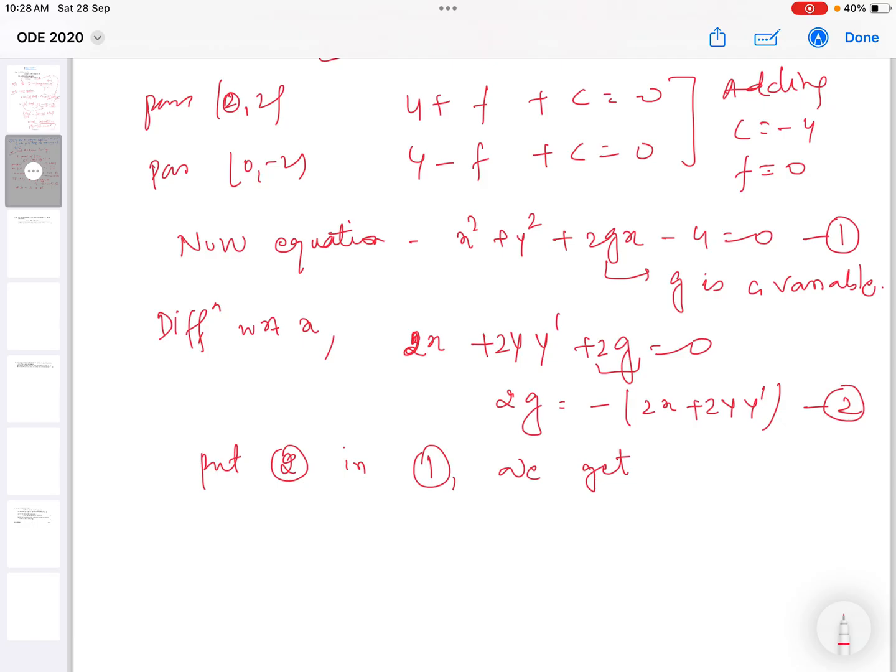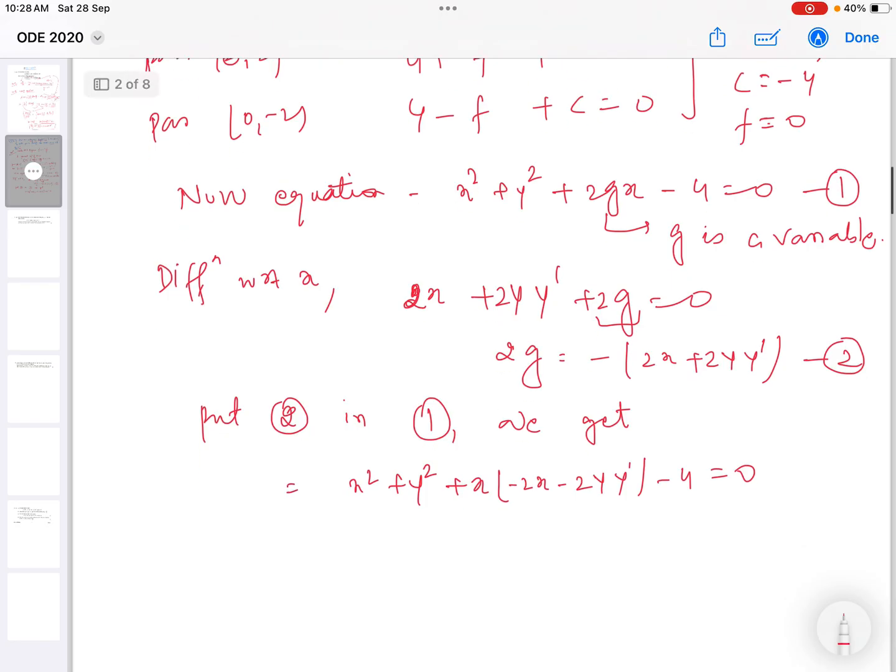x square, y square, x, minus 2x minus 2y y dash. Fine. Square y square, 2xy dash minus 4 equals 0.